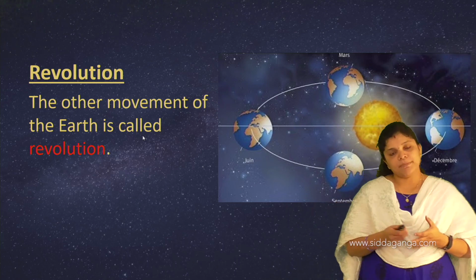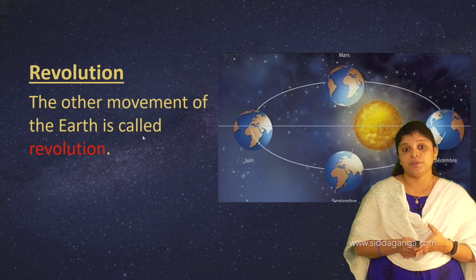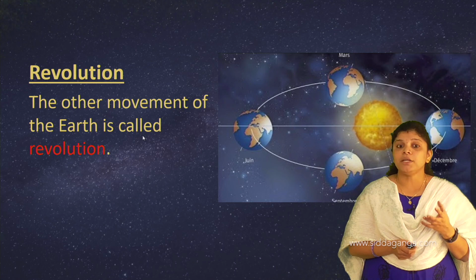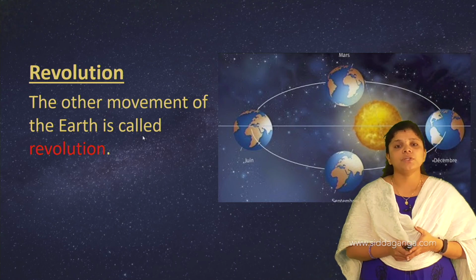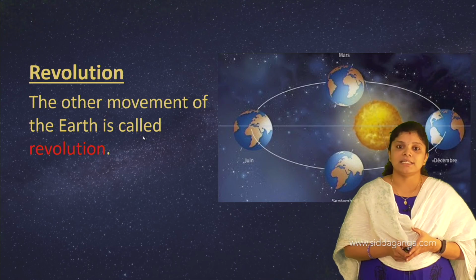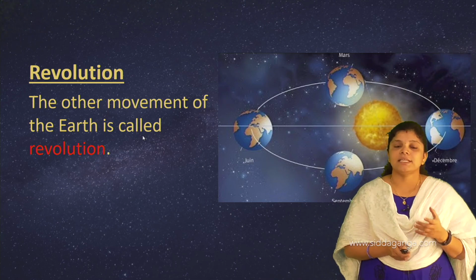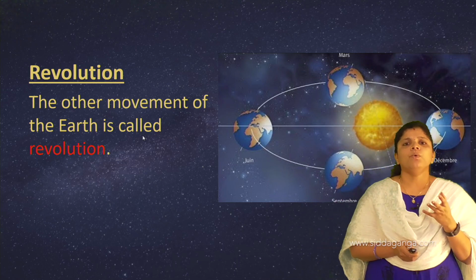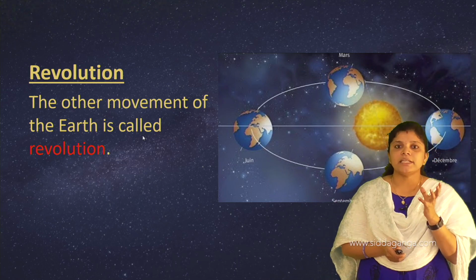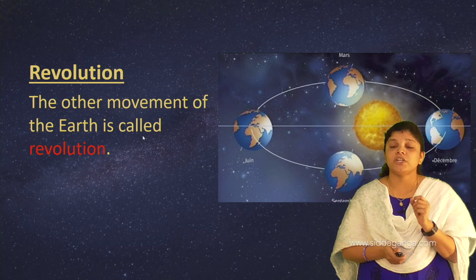Okay, and the next part is revolution. The other movement of the earth is called revolution. Normally, this revolution causes what? Seasons. See, in the revolution, you know the earth is tilted at 23.5 degrees.